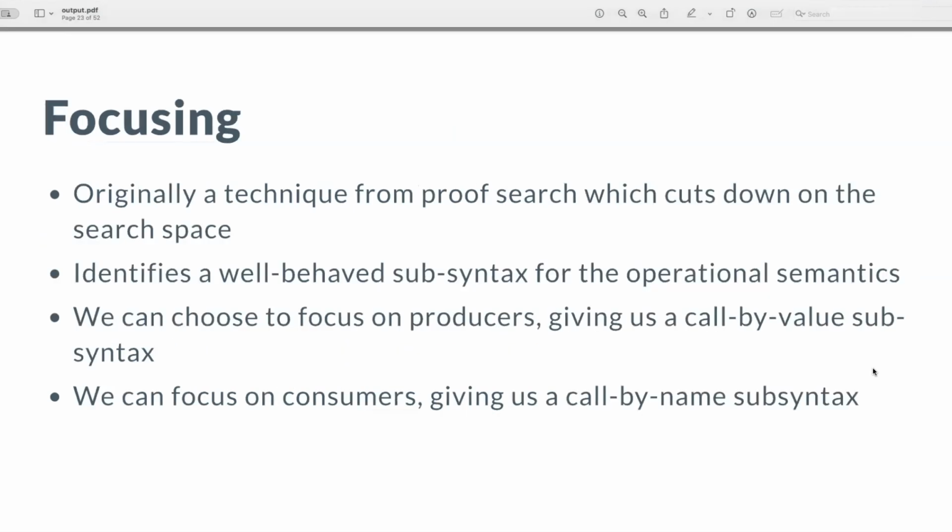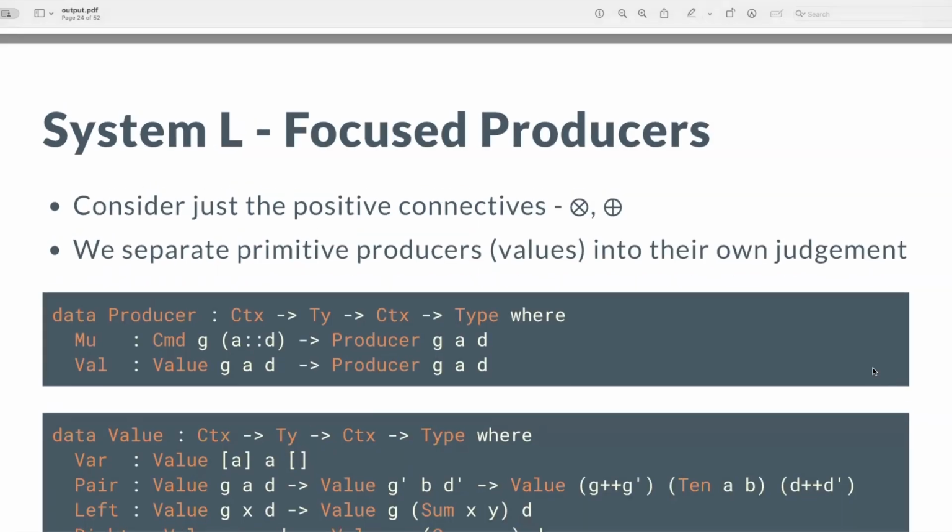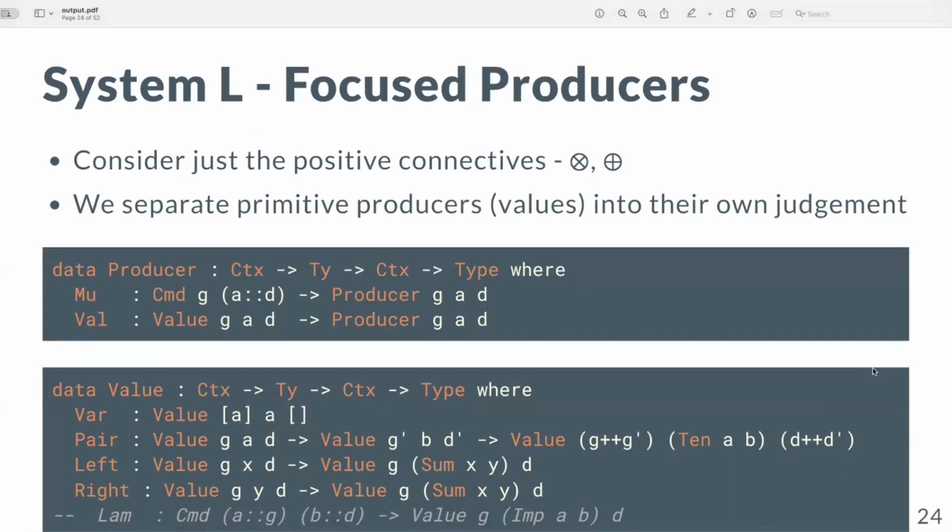And this is known as focusing. Originally, it's a proof search technique, but we can use this to focus on either the producer judgment, splitting it into normal forms and not normal forms, or the consumer judgment, splitting the consumers. So, okay, System L, the focused subcalculus. So for now, restrict just to the two connectives, tensor and sum.